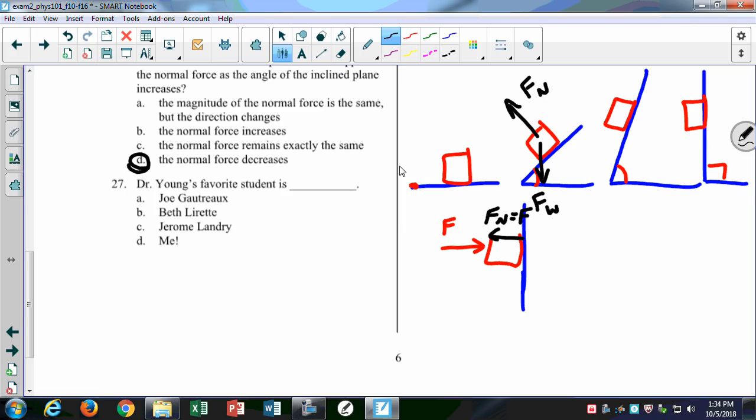What happens to the frictional force here? Assuming that the object is moving, it has a kinetic frictional force that's acting down the inclined plane. What happens to the frictional force as this increases? Are you sure? It decreases. Why does it decrease?